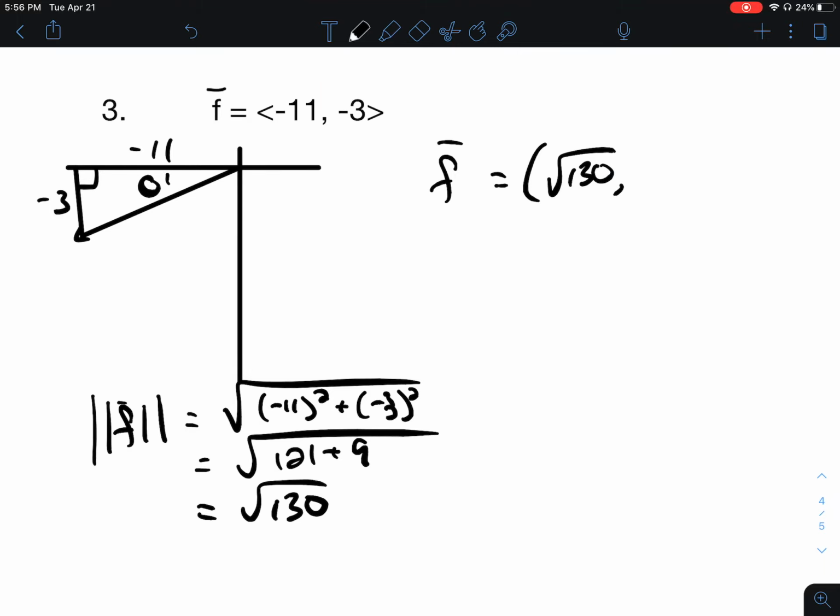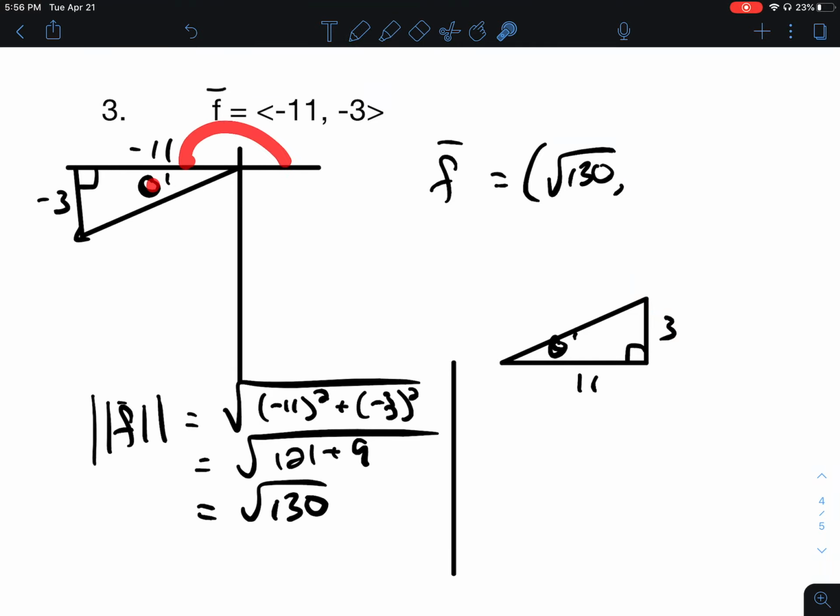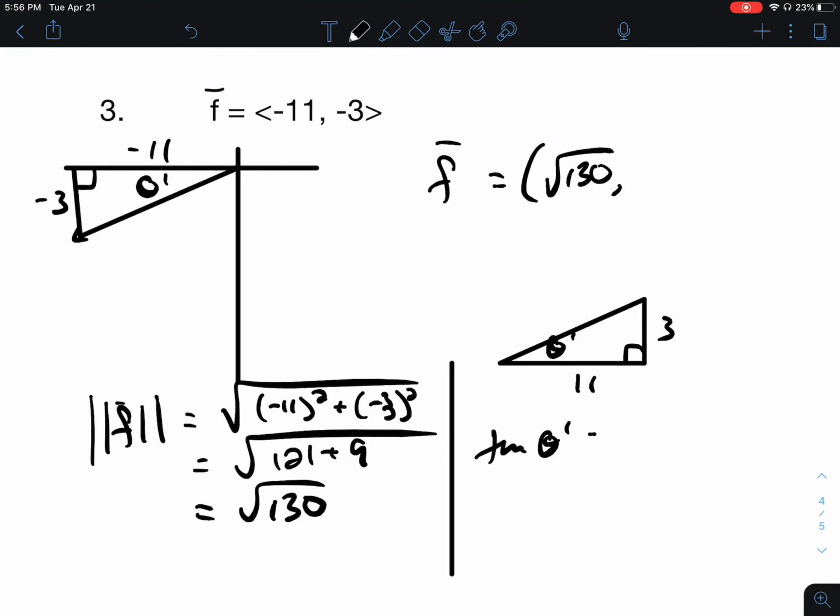Well, what's theta prime going to be? So when we do this theta prime business, let's imagine that this triangle is in quadrant 1. You can redraw it if you want. The point is we want to use positive numbers for the angles to figure out what theta prime is. Then we're going to use theta prime and add that to 180 to figure out what this angle is in standard position. Tangent of theta prime is y over x. Theta prime is tangent inverse of 3 over 11.